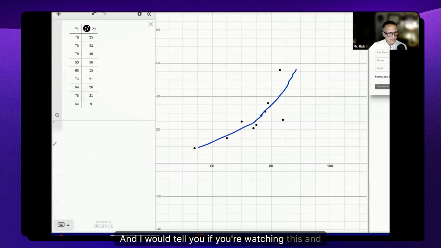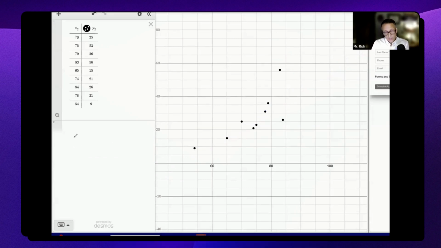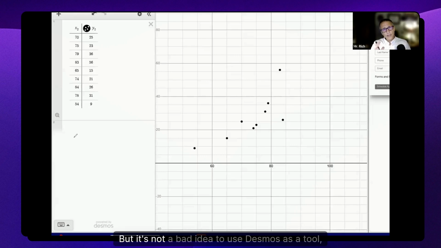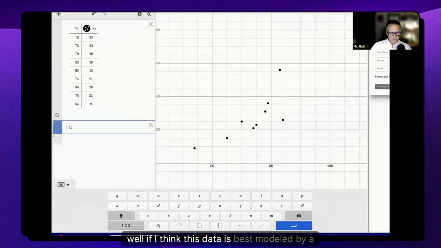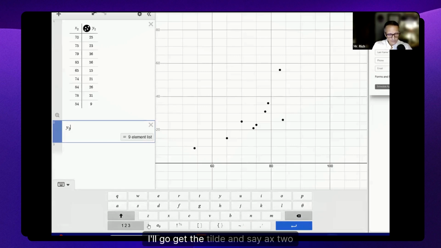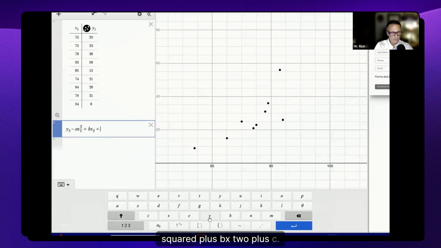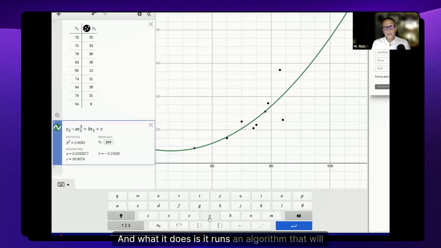And I would tell you, if you're watching this and you're taking AP Precalc, you will be doing exactly this kind of thing, but using the TI-84. But it's not a bad idea to use Desmos as a tool, as a backup, and compare them. But what I can do is I can say, well, if I think this data is best modeled by a quadratic, I could say y2, I'll go get the tilde and say ax2 squared plus bx2 plus c. And what it does is it runs an algorithm that will come up with a quadratic in standard form that would best fit the data as a prediction.